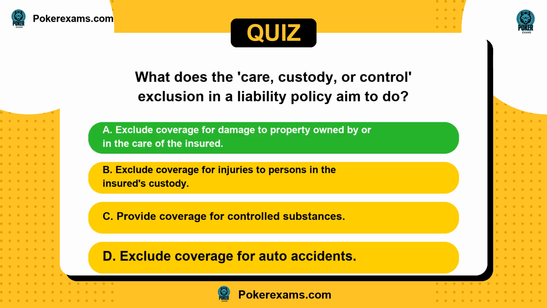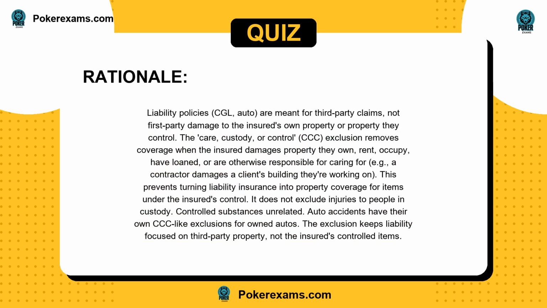The answer is A. Liability policies, CGL, auto, are meant for third-party claims, not first-party damage to the insured's own property or property they control. The care, custody, or control CCC exclusion removes coverage when the insured damages property they own, rent, occupy, have loaned, or are otherwise responsible for caring for, e.g., a contractor damages a client's building they're working on. This prevents turning liability insurance into property coverage for items under the insured's control.